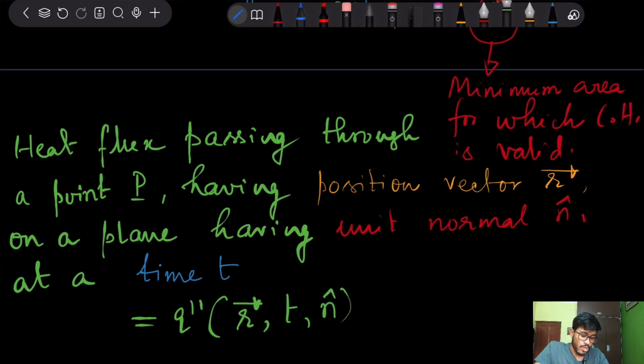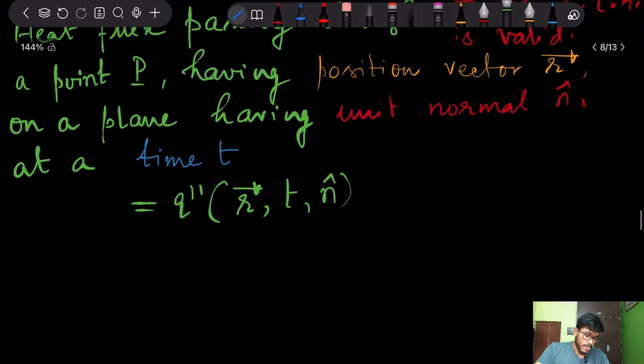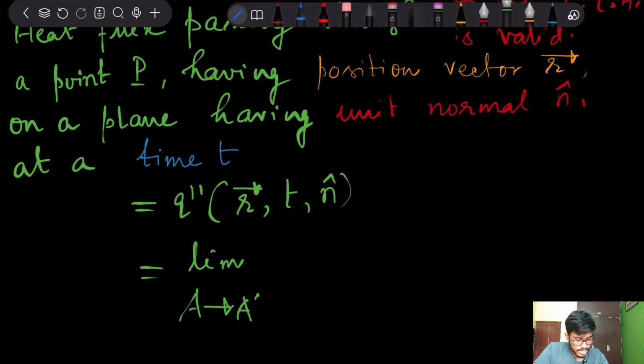This is not only the case for heat flux, but for any flux. It can be the electrical flux, it can be magnetic flux. For everything it will be dependent on the surface. So this is defined by limit A tends to A star of Q average by A.